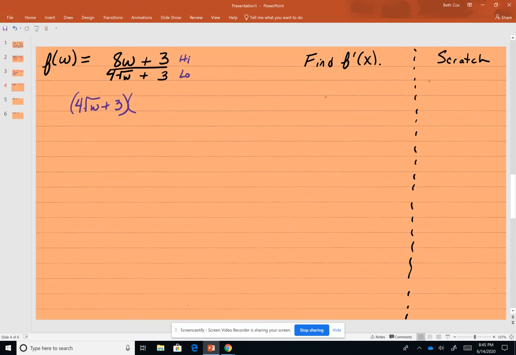So the derivative of the high would be 8, minus the high, which is the numerator, times the derivative of the low. Okay, so now what is the derivative of the low?